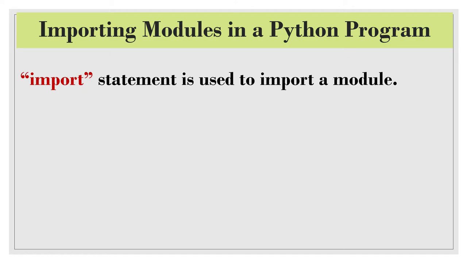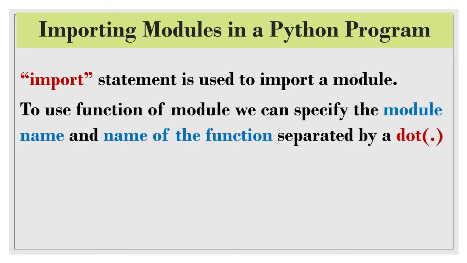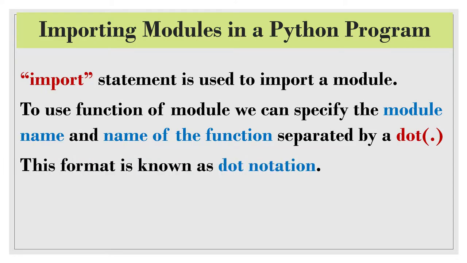So how can we import modules in a Python program? The import statement is used to import a module, and to use functions of a module, we specify the module name and the name of the function separated by the dot operator, and this format is known as dot notation.